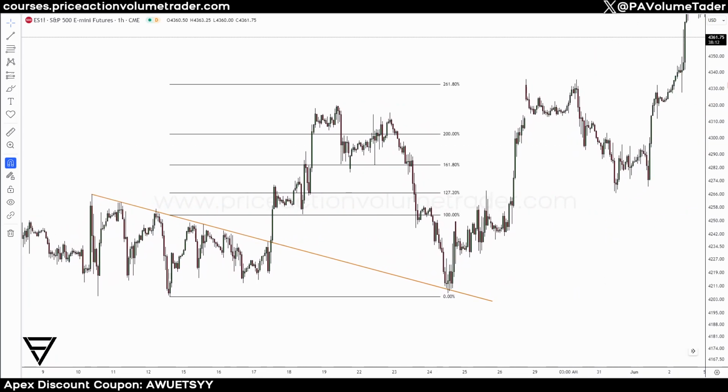On the first breakout right here, I measured from the lowest point. This was pretty much identical lows here again. And I measured from there, straight line to the trend line. And that's where I anchor my 0 and the 100. And you can see 127.20, 161.80 gave some pullbacks and resistance. 200, not very much. We did not reach 260.